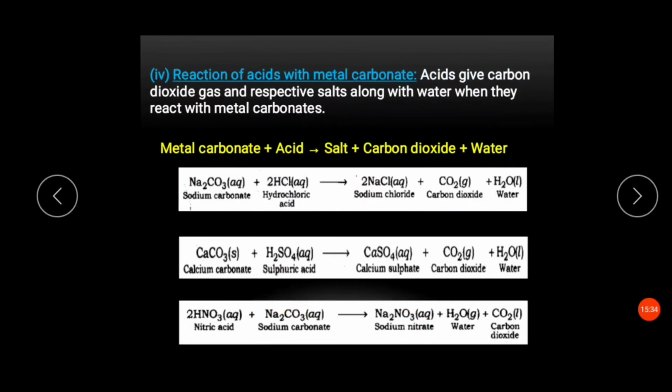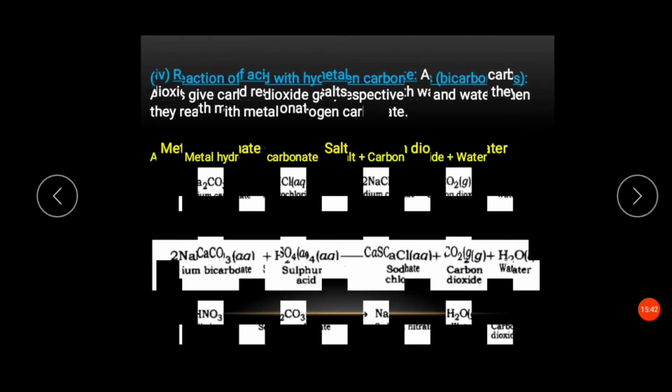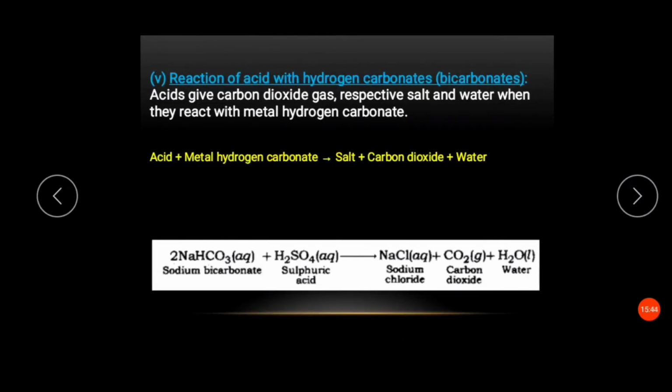Similarly, as here, when metal carbonate was reacting with acid, salt, carbon dioxide and water was formed. Here also when hydrogen carbonate reacts with acid, salt, carbon dioxide and water is formed. An example is sodium bicarbonate reacting with sulfuric acid to form sodium sulfate salt, carbon dioxide and water.